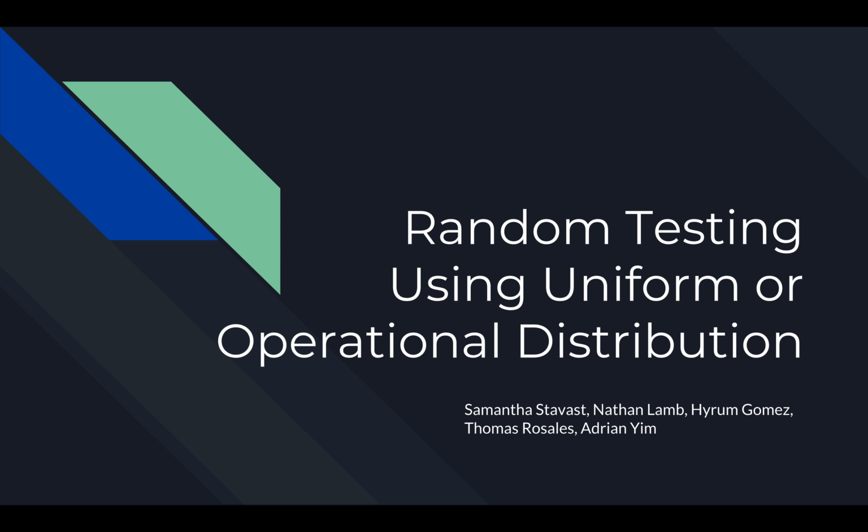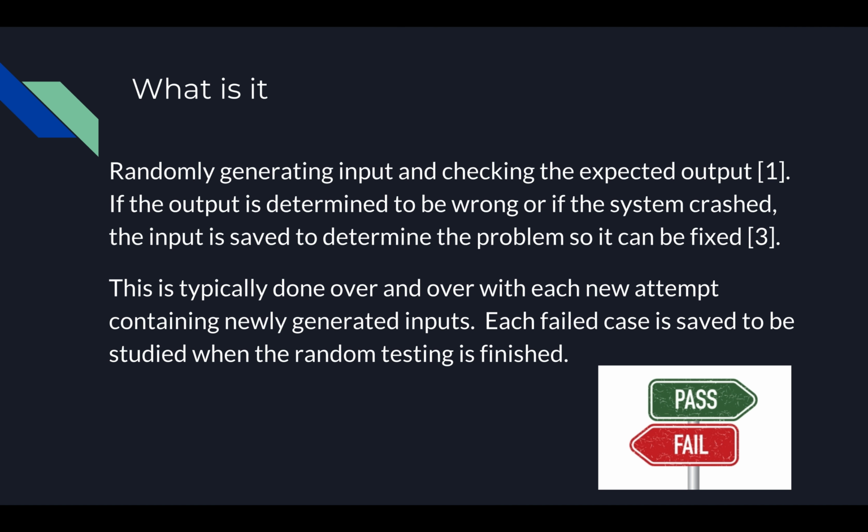Hello, our group is doing random testing using uniform or operational distribution. Random testing is randomly generating input and checking the expected output. If the output is determined to be wrong or if the system crashes, the input is saved to determine the problem so it can be fixed.